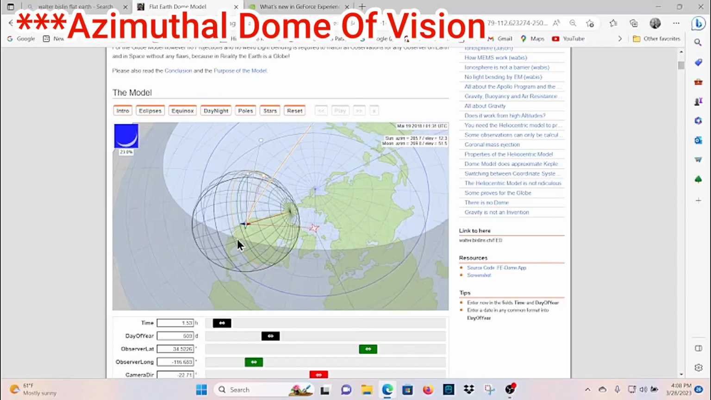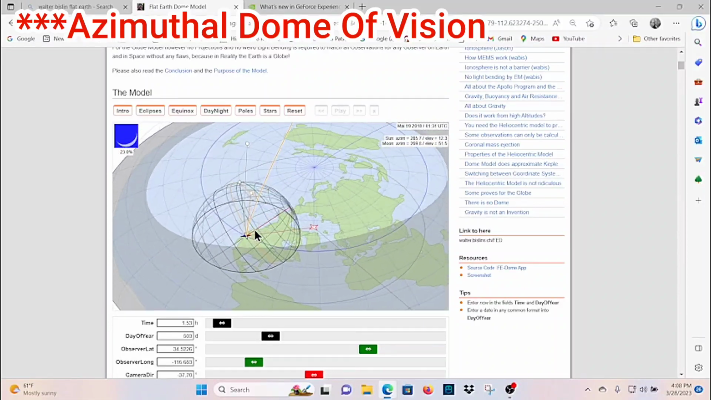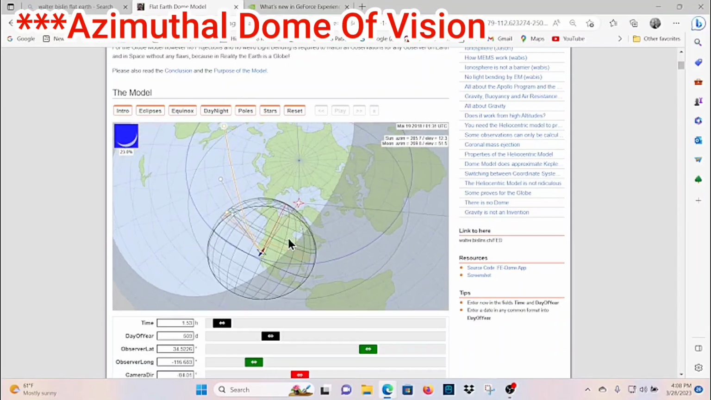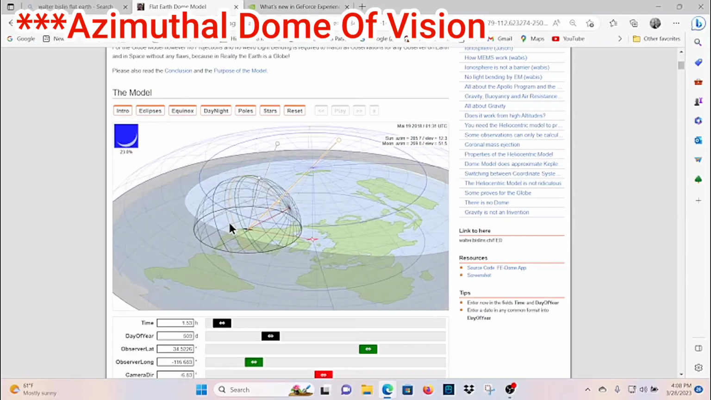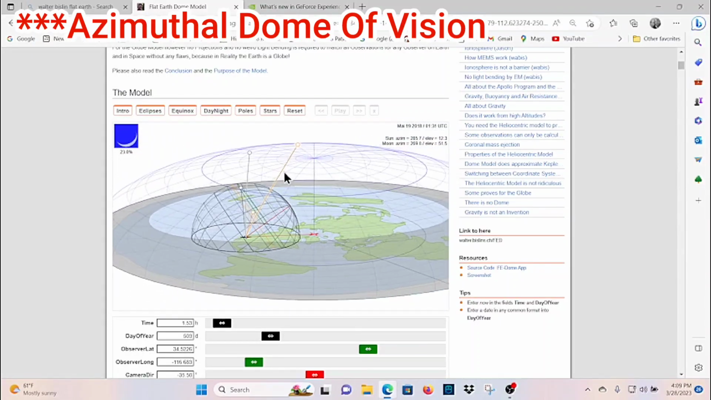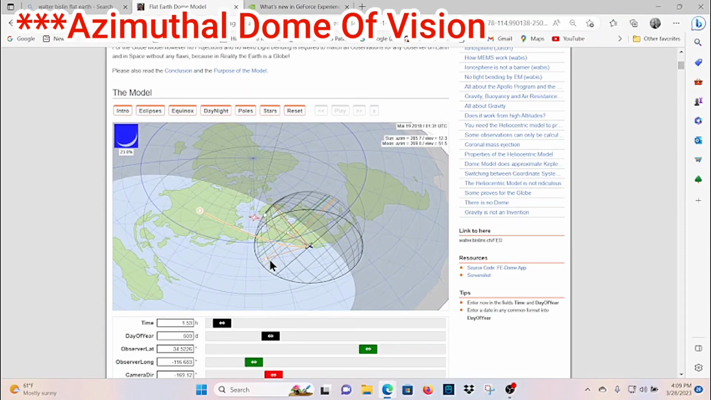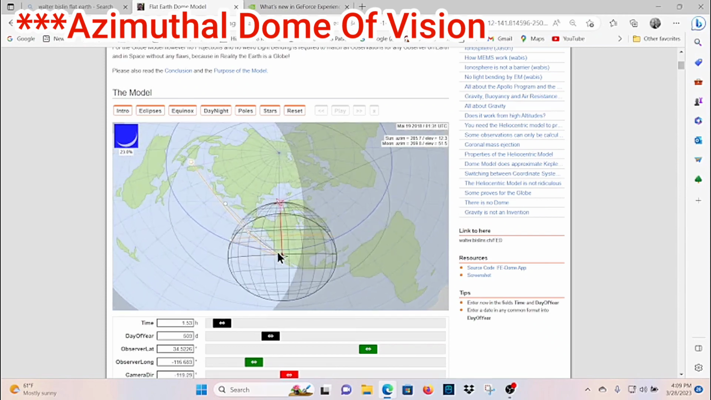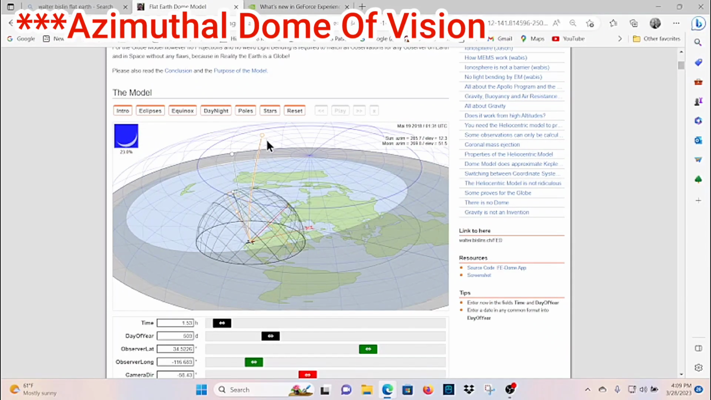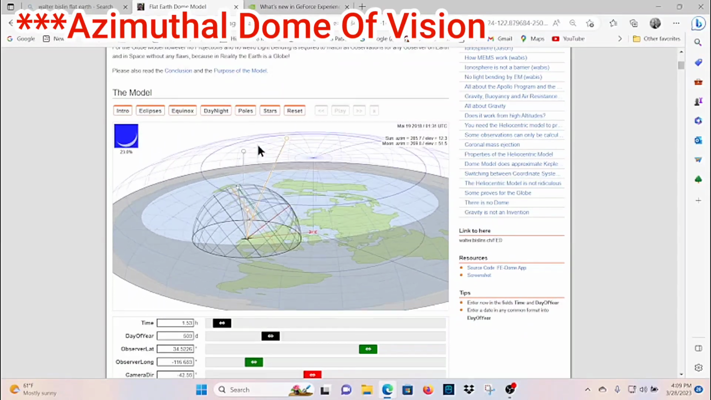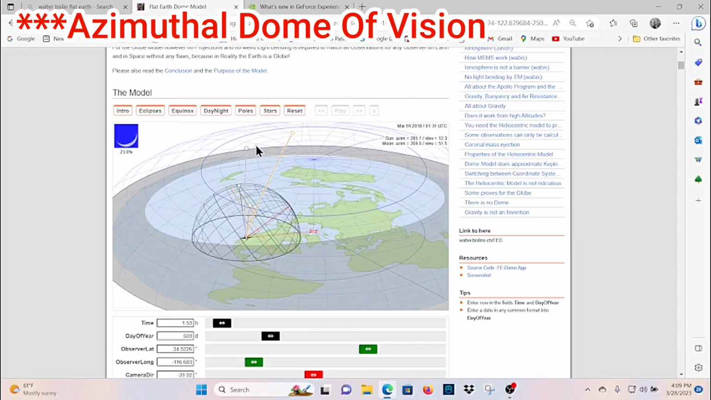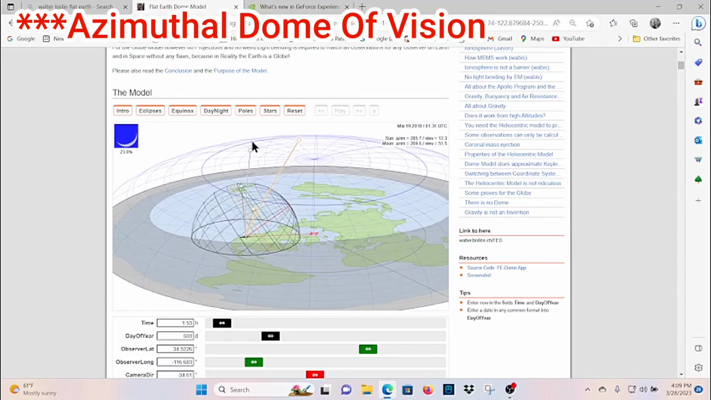This is what flat earthers have to believe. If you believe in this model and you think this is the model that proves a flat earth, you have got to believe that when we look at the sun, which is right here on the horizon, for a person watching the sunset, it's not actually there. It's actually way up in the sky to the right.